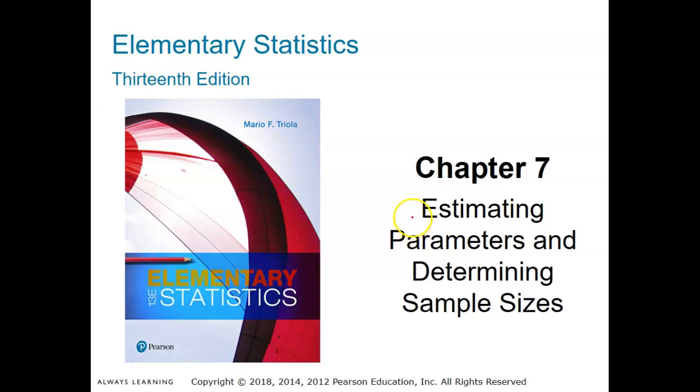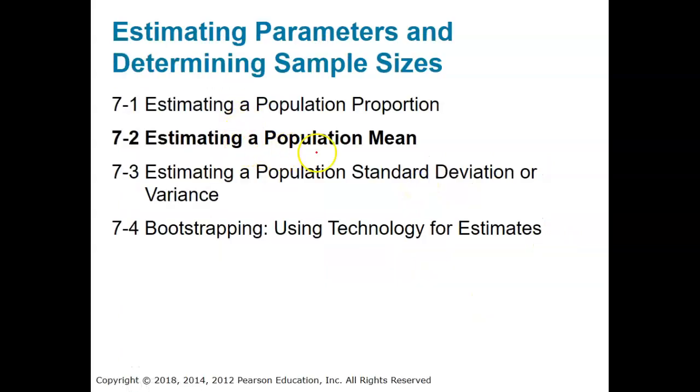Today we're going to be continuing with Chapter 7, and we're going to be looking at Section 7.2. 7.2 is on estimating a population mean, so we'll be continuing our work with confidence intervals, except this time it's going to be talking about estimating population means instead of population proportions.